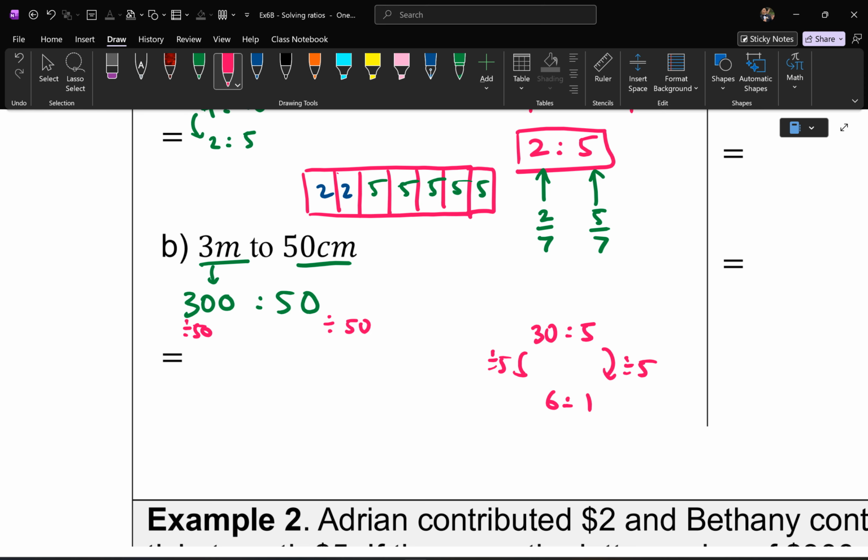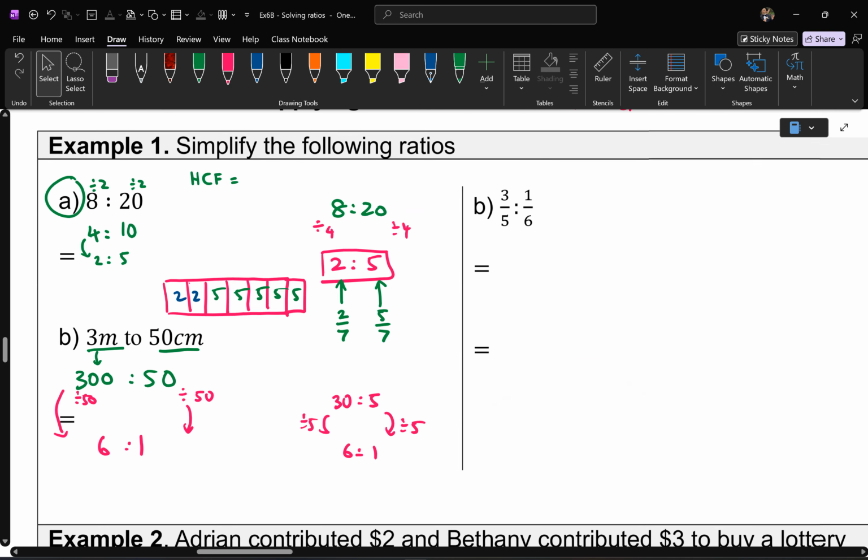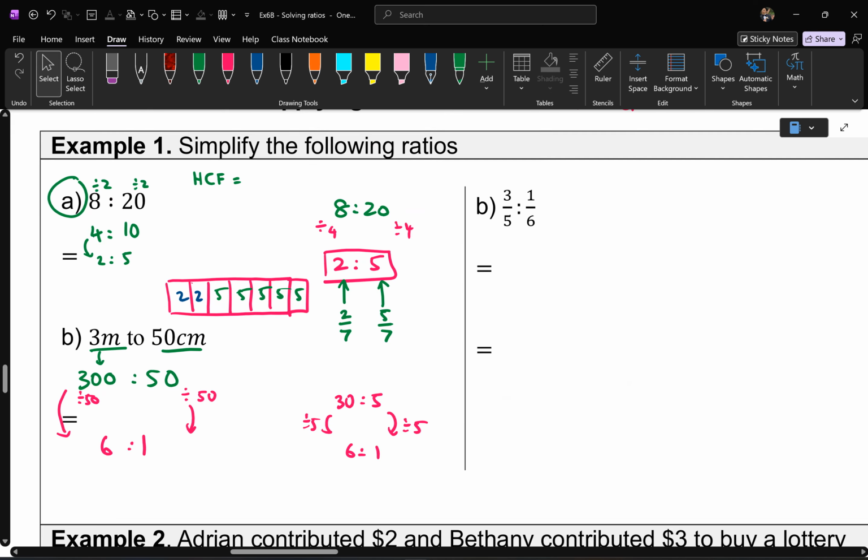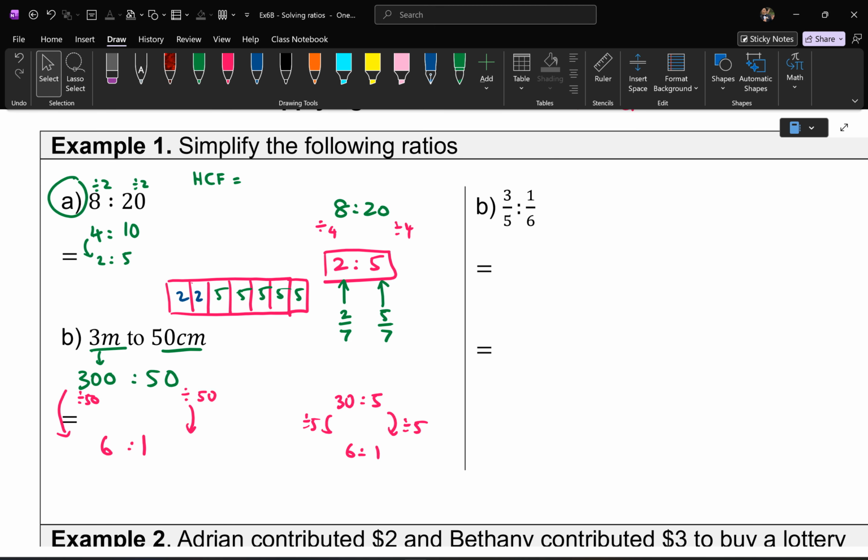So like I said, it doesn't have to be the highest common factor, but that is the quickest way to get to your final answer. So yes, the answer is if you divide both sides by 50, you do get 6 to 1. Don't write the units. Okay, ratios don't have units. Cool? That is what you're practicing in 6A. So if you find that your skills in simplifying fractions and simplifying ratios is not strong, that's what you practice. But if you do feel confident with that, then I don't want you to spend a lot of time there.